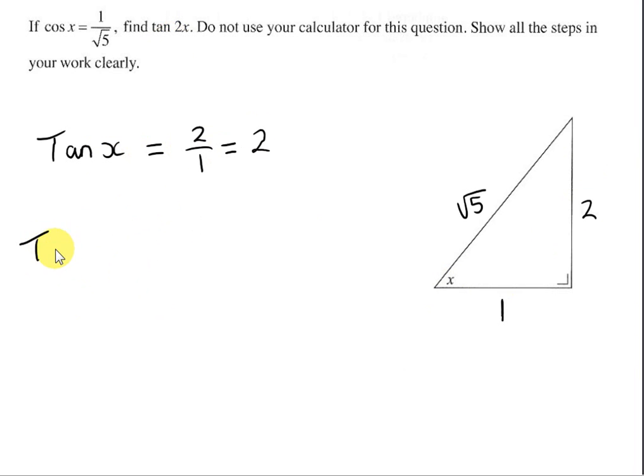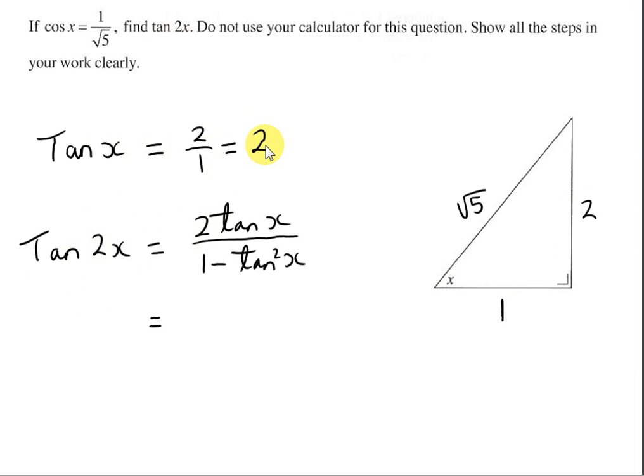Next we get tan 2x by looking up an identity for a double angle. So for tan x we plug in 2. So we have 1 minus 2 squared here. So what are we going to get? We're going to get 2 2's are 4 over 1 minus 4. That's minus 3. So the tan of 2x is minus 4 thirds.